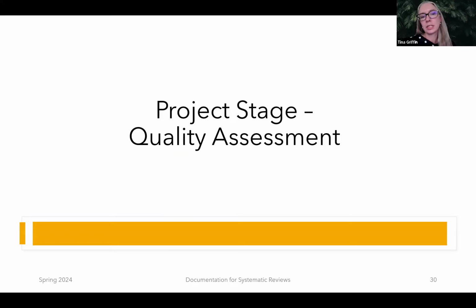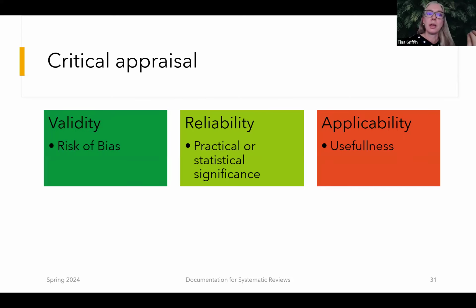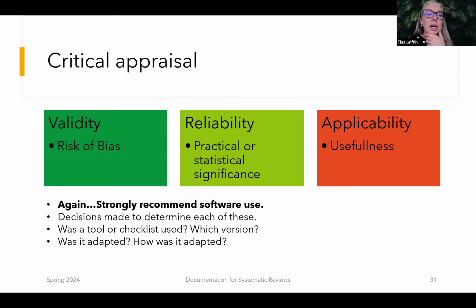Similarly with quality assessment. So this is your critical appraisal stage. Once you have determined which articles are going to be included and they've passed your full text screening, now you need to determine their validity, their reliability, their applicability. You need to do things like assess their risk of bias. Is there a practical or statistical significance to them? Are they useful? Things like that.